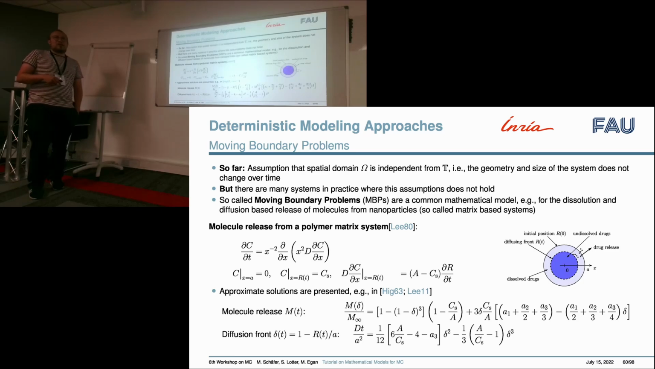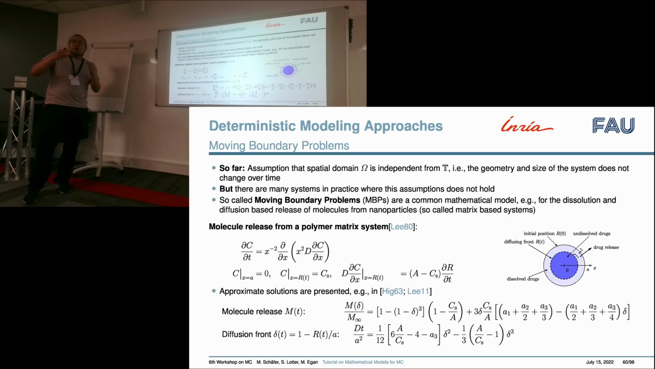So we can think about it when we are starting the release from such a type of transmitter. Initially, it's full of molecules, and then over time, molecules are dissolved from the solid core, diffusing to the outside, and the solid core is getting smaller and smaller. And that is this moving boundary we have there. And there, everything breaks down with the assumption that time is independent from space. But for this type of problems, there are some approximate solutions.